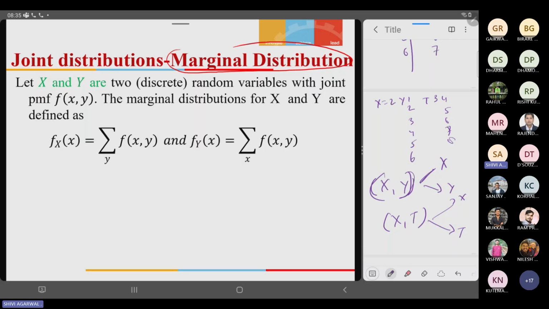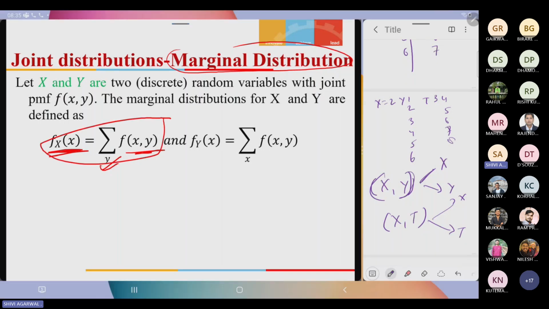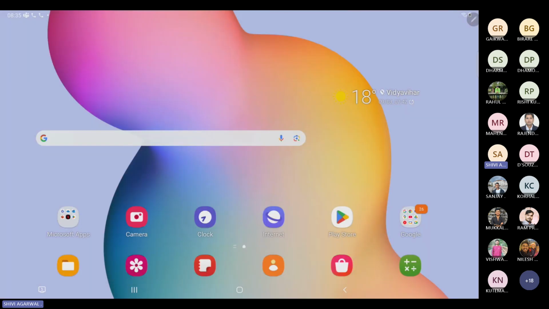The marginal density function for x is given as the summation over all y of f(x,y). Now this is a function of x alone, because y, which we are taking, is considered a constant value. That y is varying over all possible values in the summation. We accumulate the effect of that y actually. So that's why we are taking the summation.